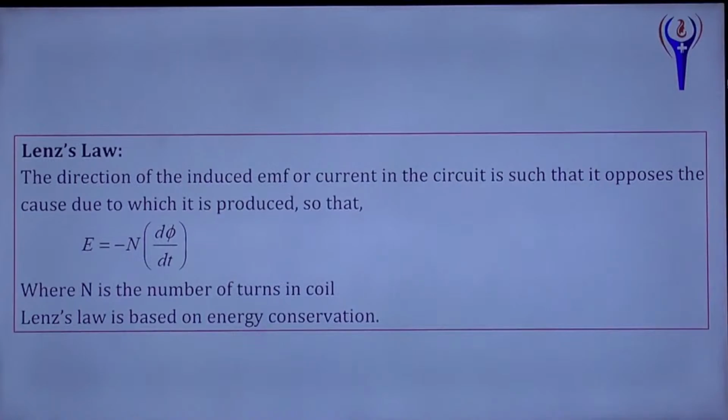Lenz's law: the direction of the induced EMF or current in the circuit is such that it opposes the cause due to which it is produced. So E equals minus n into d phi by dt. Here the negative sign indicates that it opposes the cause. Suppose it does not oppose the cause, then it would happen automatically, and that will not work. So opposing the cause is given by the negative sign.